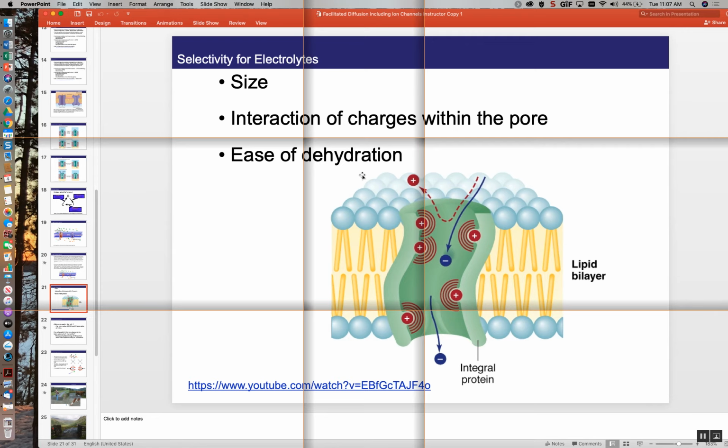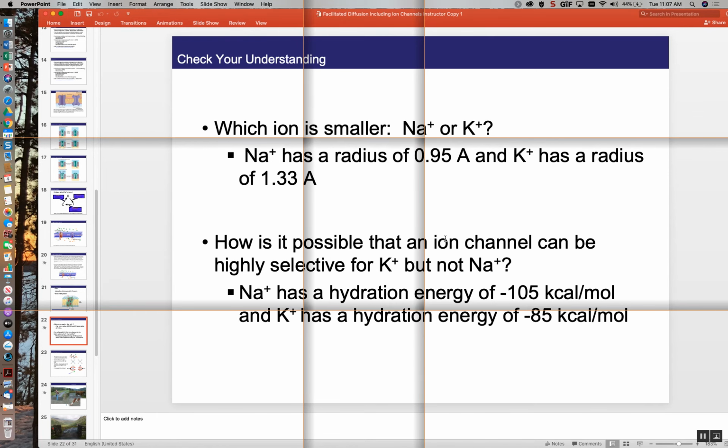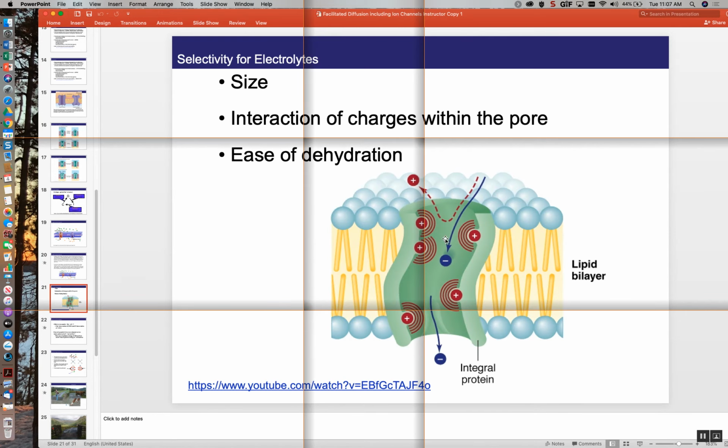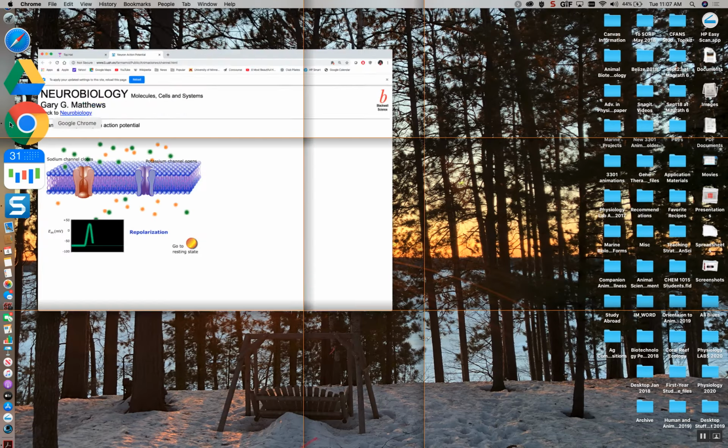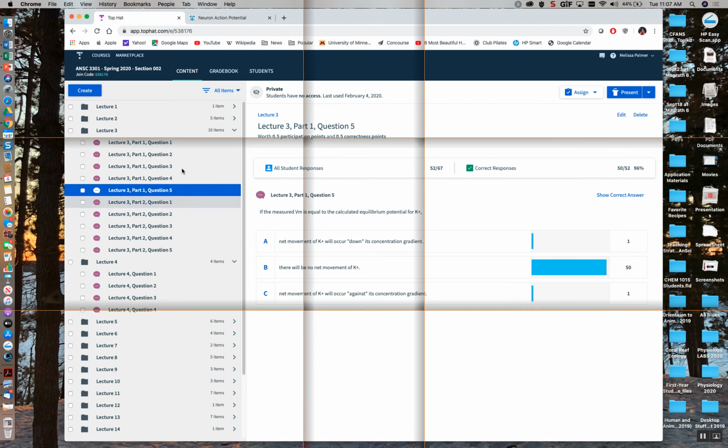So let's get out your top hat questions here. I think I gave you the answer already. Maybe you didn't see it. Let's see here. Oh, I don't have it on top hat. Let's just answer the question without worrying about top hat. Sorry about that.